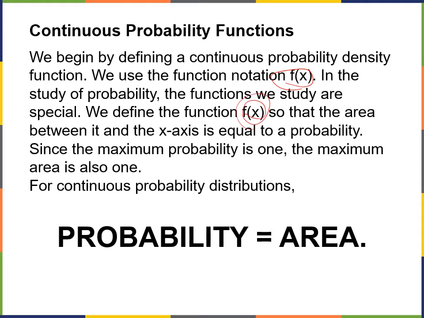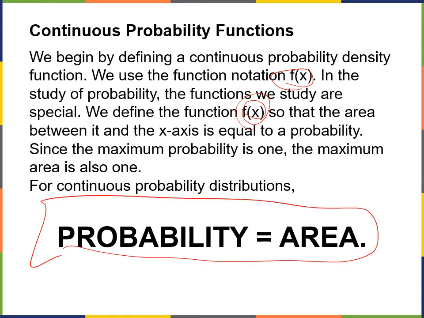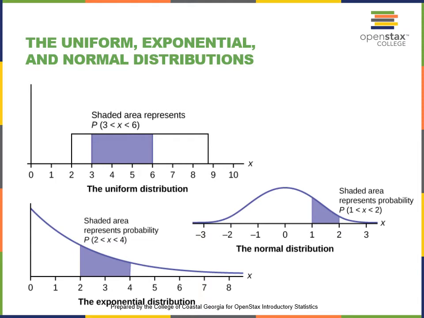And again, probability and area are going to be equal to each other. So it's very important to understand that concept of calculating area is going to be the same thing as calculating probability. So here are three fairly common distributions of a continuous random variable.